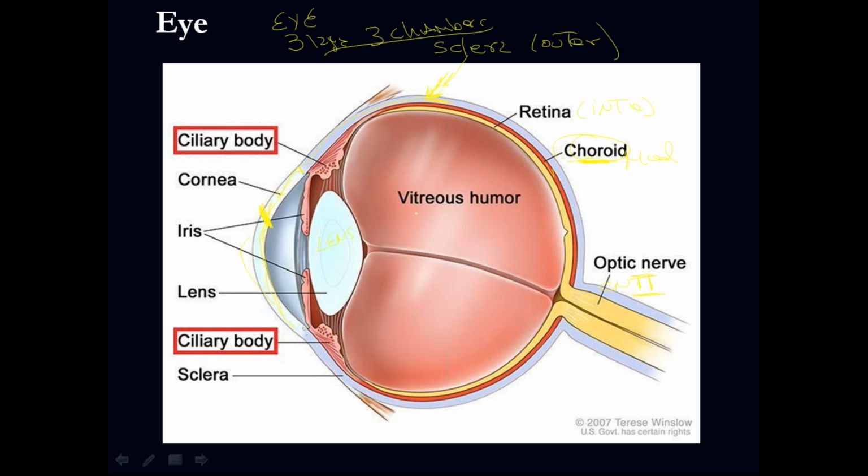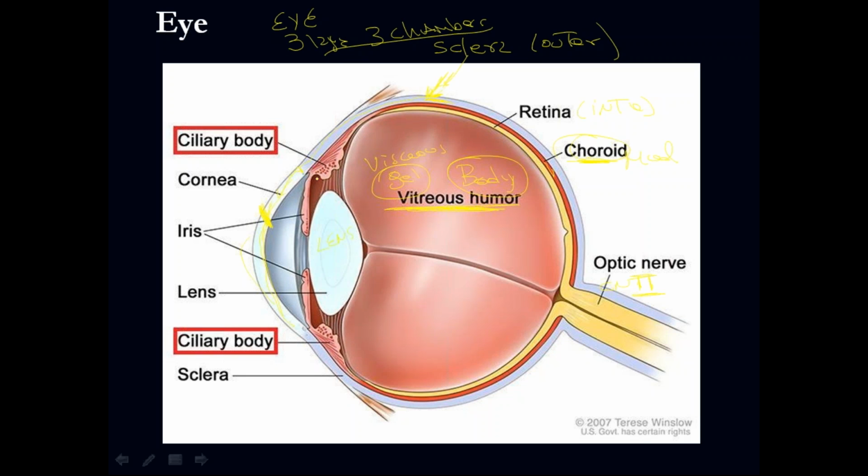Behind the lens, we have the vitreous body, the vitreous body or the vitreous humor. So it's called body or humor, doesn't matter. Okay, it's the same. If you see here the consistency, the drawing is very good here. It's more viscous, more like a gel. This is going to help to keep the shape of the eye, number 1. All right, so we have the 3 chambers.